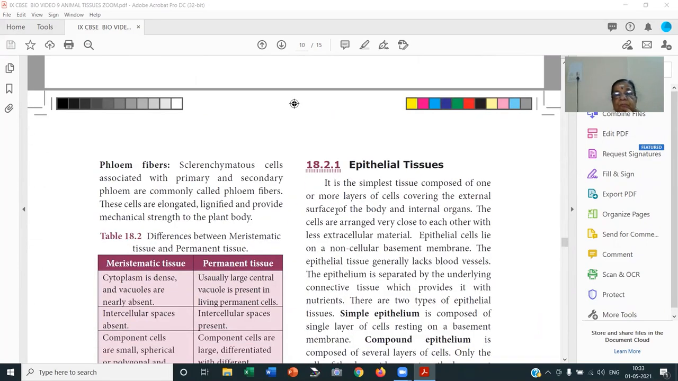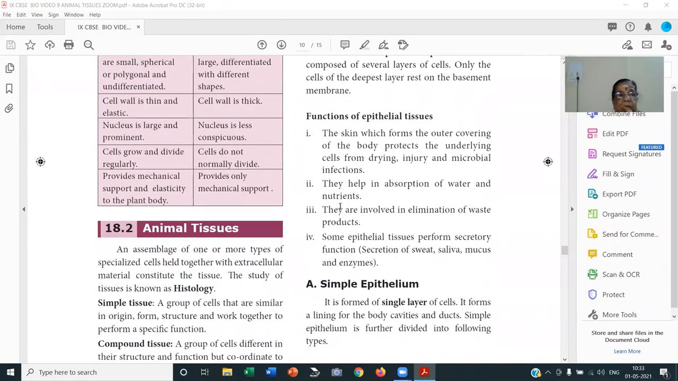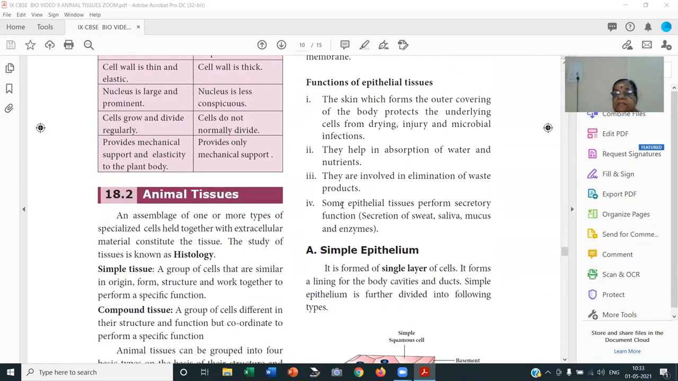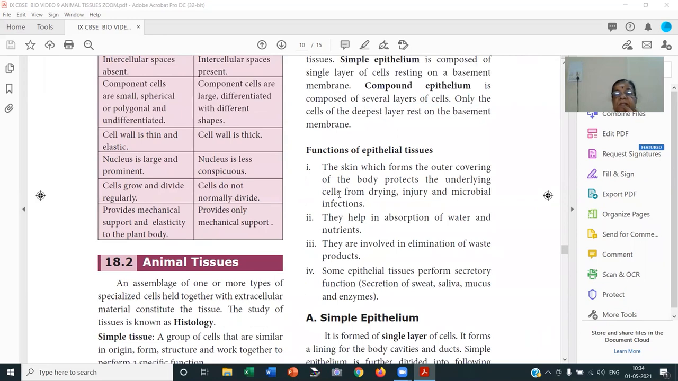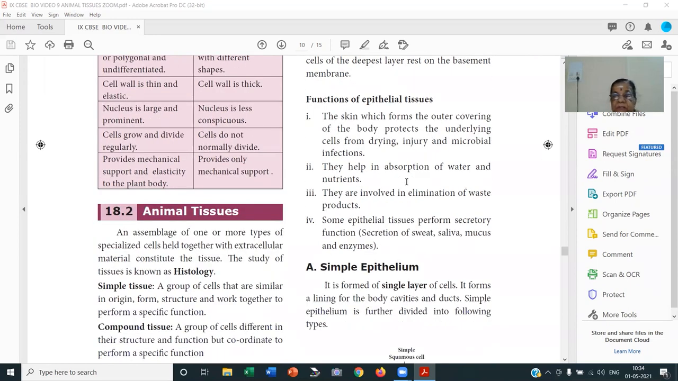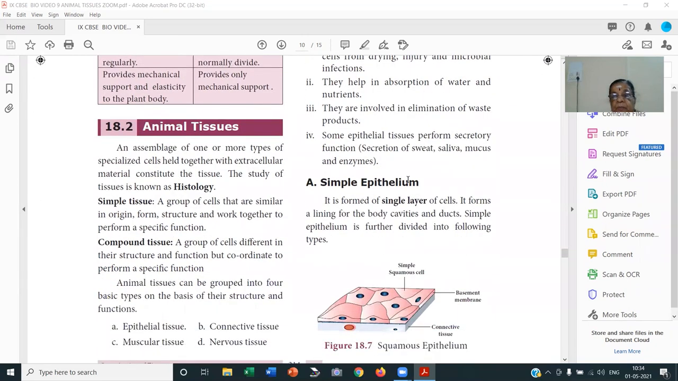Then we said about animal tissue. What is histology? The study of tissues is known as histology. It is as a simple tissue and compound tissue. And then simple epithelium and compound epithelium. Then functions of epithelial tissue, the 4 points you have to learn. I hope you understand. Then about simple epithelium.